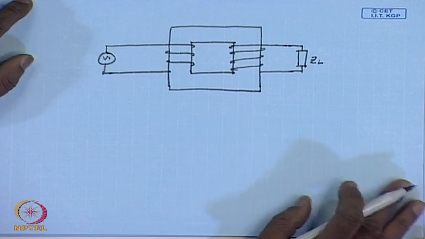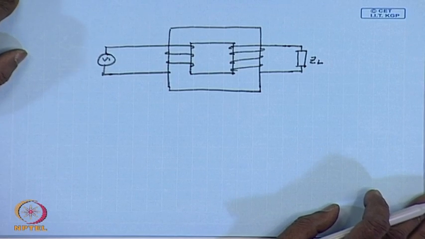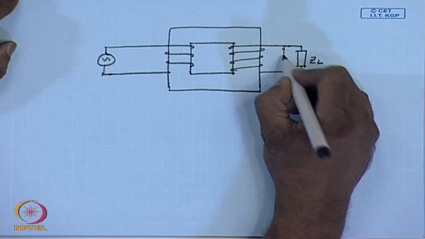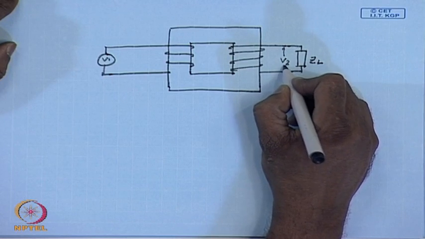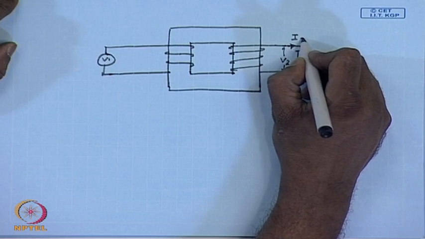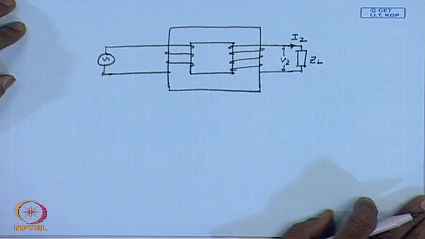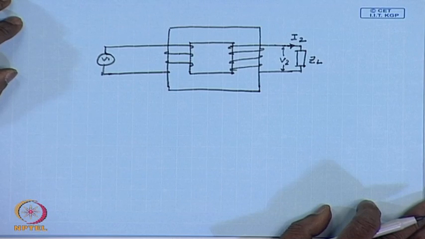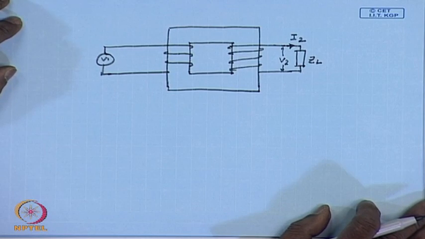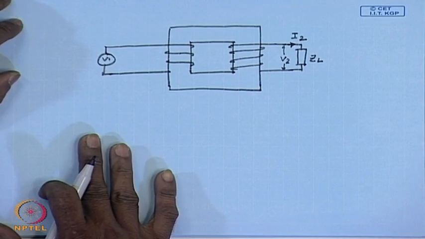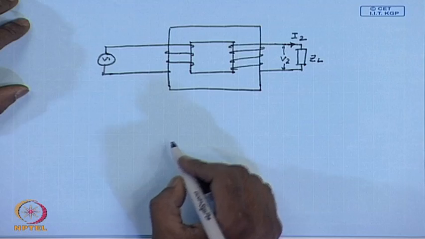In most cases, the load would like to see a constant voltage appearing across it independent of the load current I2. However, in a practical transformer, it is usually not the case. Albeit small, there will be some variation in the load voltage depending on the load current.